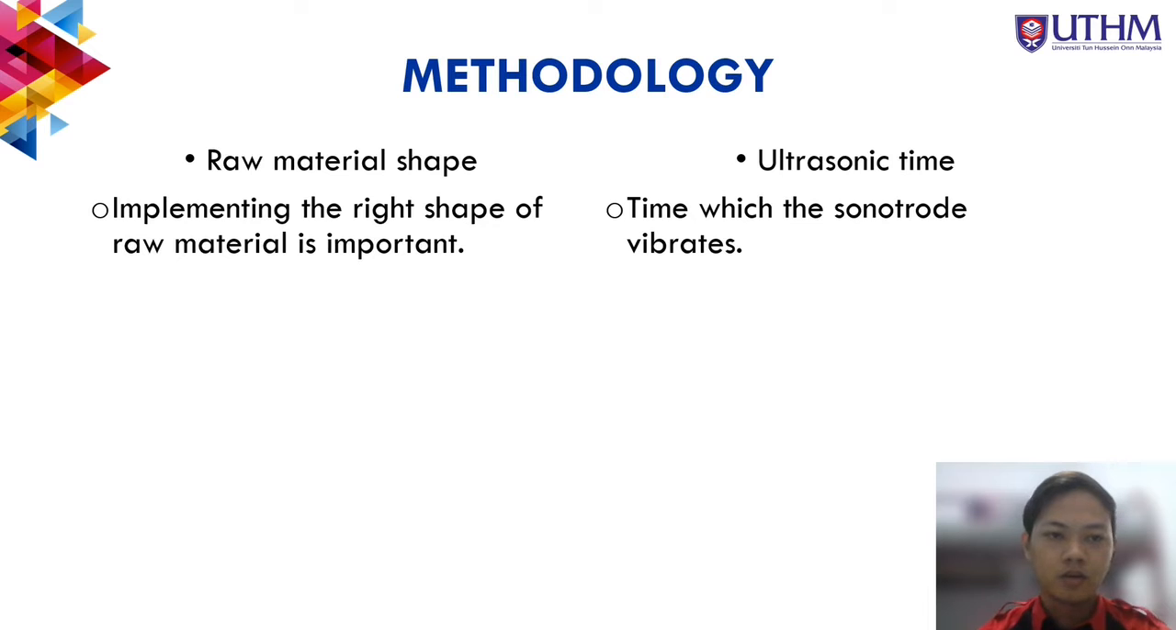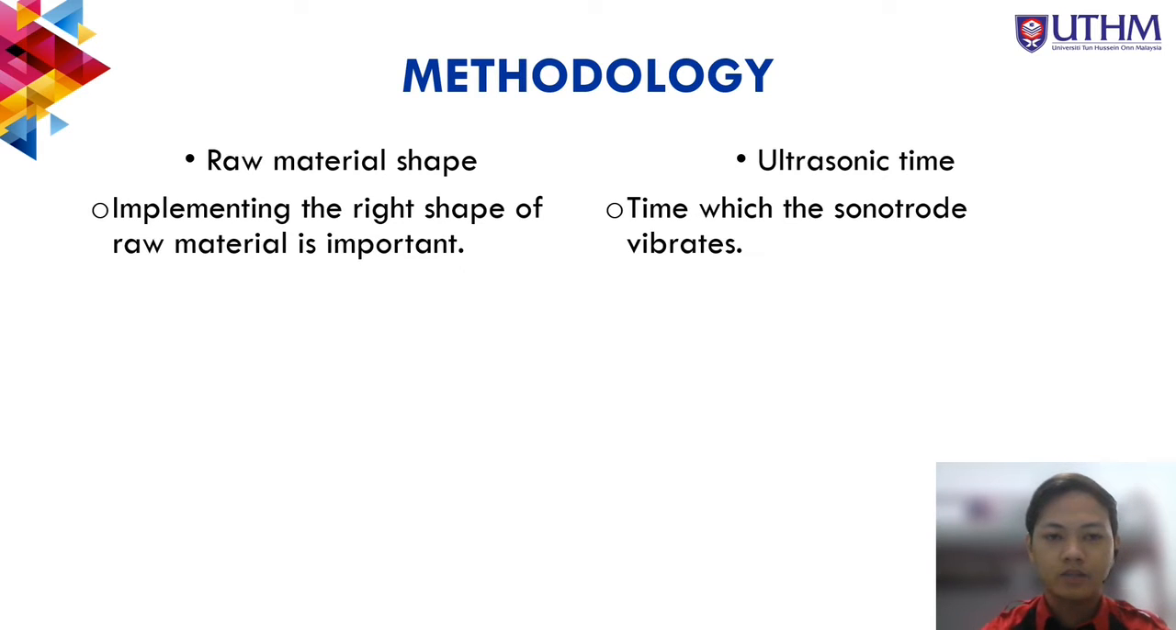Here we have raw material shape. We should consider the right shape for this type of molding. It is one of the most important factors to process ultra-high molecular weight polyethylene, also known as UHMWPE.